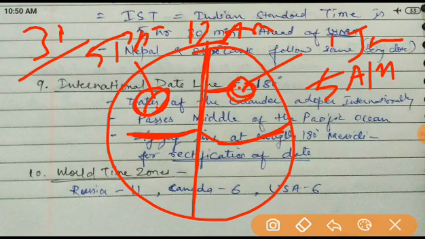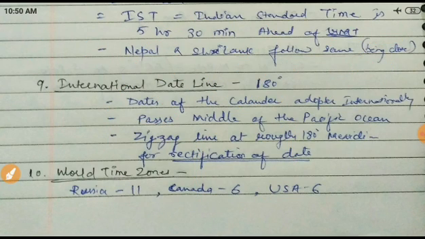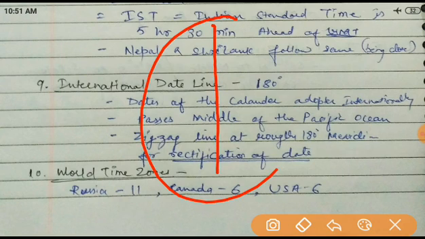So if you want to enjoy two times, first of all you have to enjoy in Japan the 1st of January. Again by flight you can move here within 2 hours, and then you can also enjoy the 31st here. So that's why this line is very important. It is also universally adopted. But the problem is that this line is not straight.